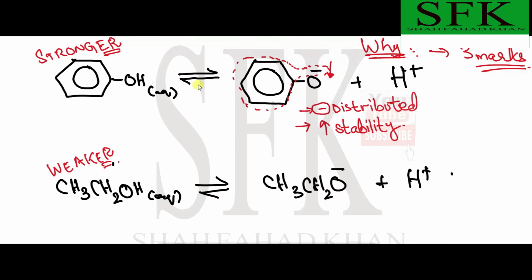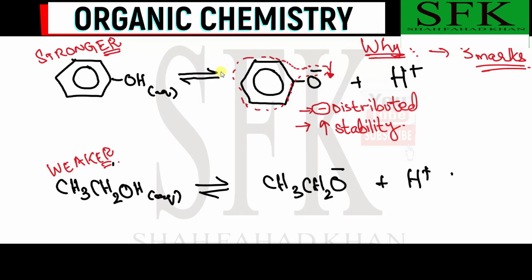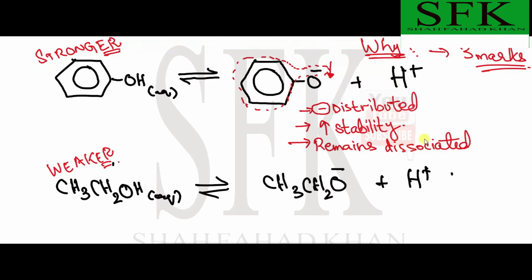This is an equilibrium reaction, a reversible reaction. So if the magnitude of the negative charge decreases, this conjugate base is less likely to accept the proton. And if it's less likely to accept the proton, this phenol will remain in the dissociated form. Any species which is dissociated to a greater extent is a stronger acid. So acids remain dissociated for a greater time.